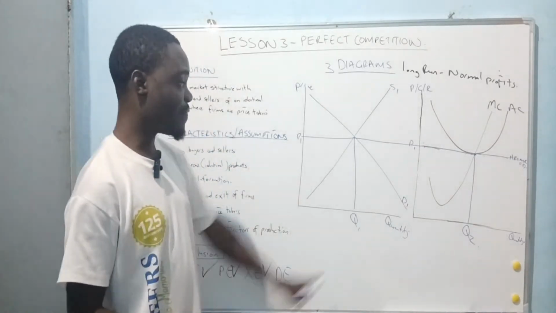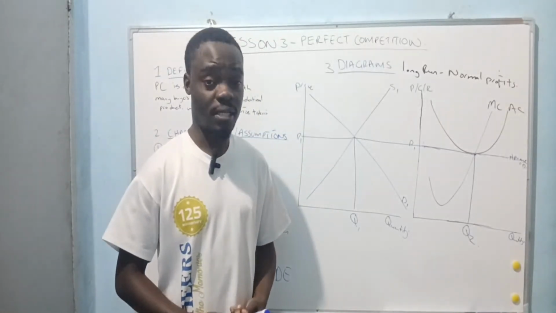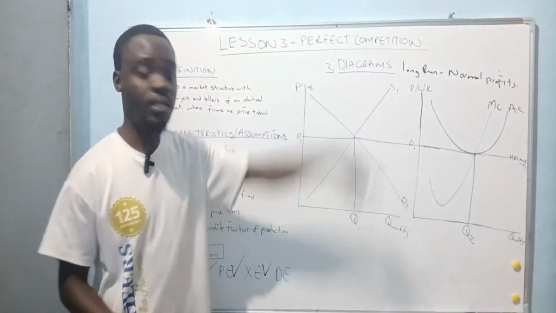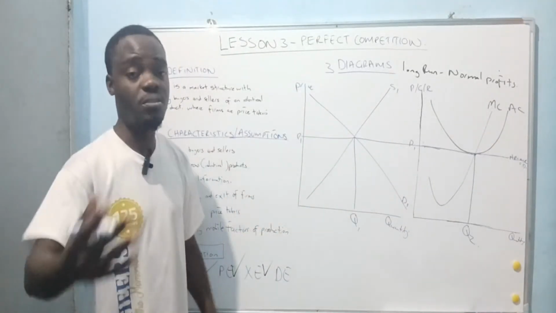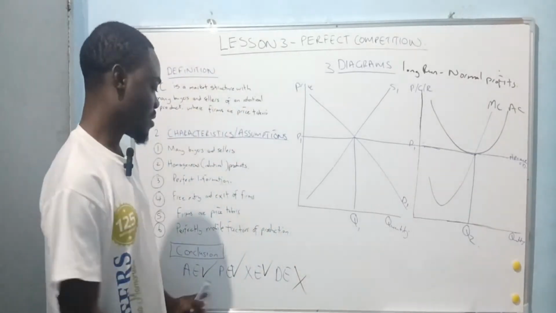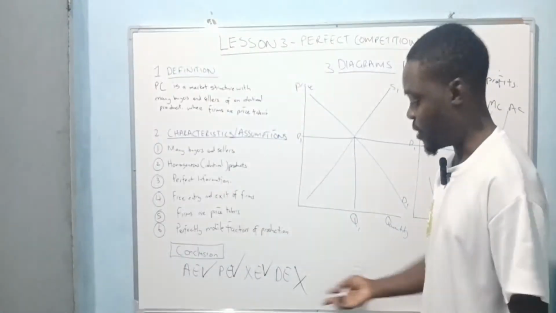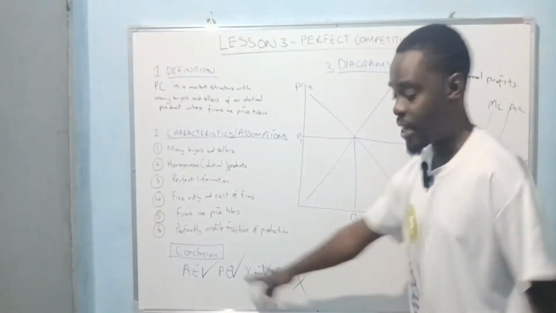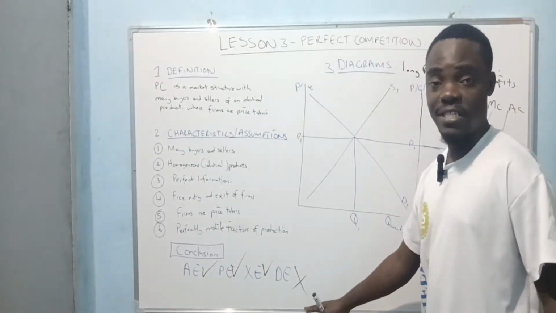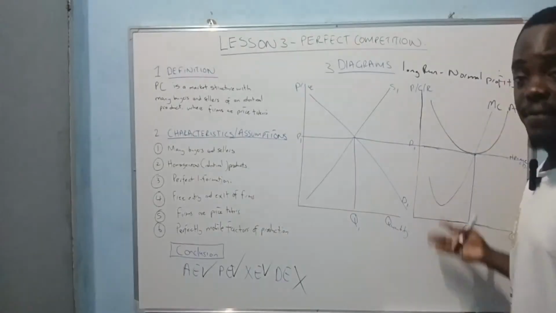So are they dynamically efficient? A firm can only be dynamically efficient if it has supernormal profits in the long run. In this case, they don't have supernormal profits in the long run. They have normal profits. I mean, they don't have profits to reinvest back in the business. So they are not dynamically efficient. So that's the four efficiencies that we have here. They are allocatively efficient, they are X efficient, they are productively efficient, they are not dynamically efficient because they don't have supernormal profits in the long run. So this is perfect competition covered perfectly.